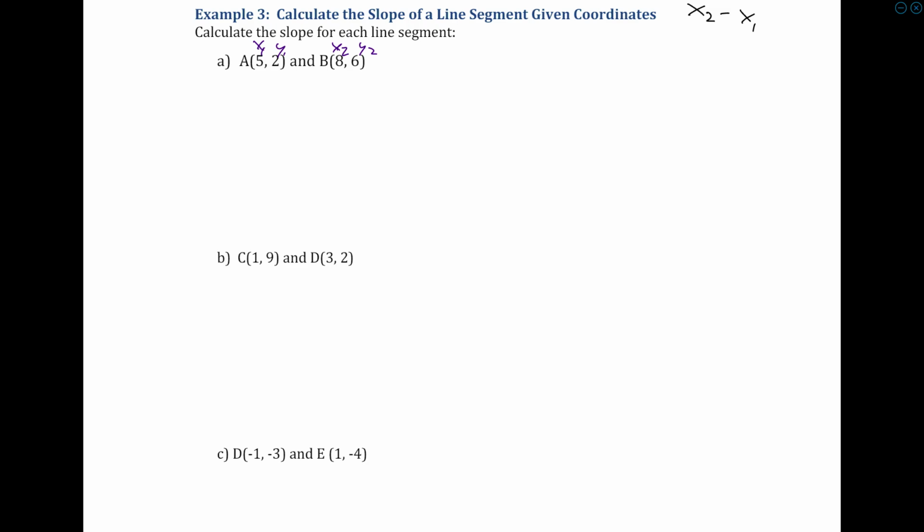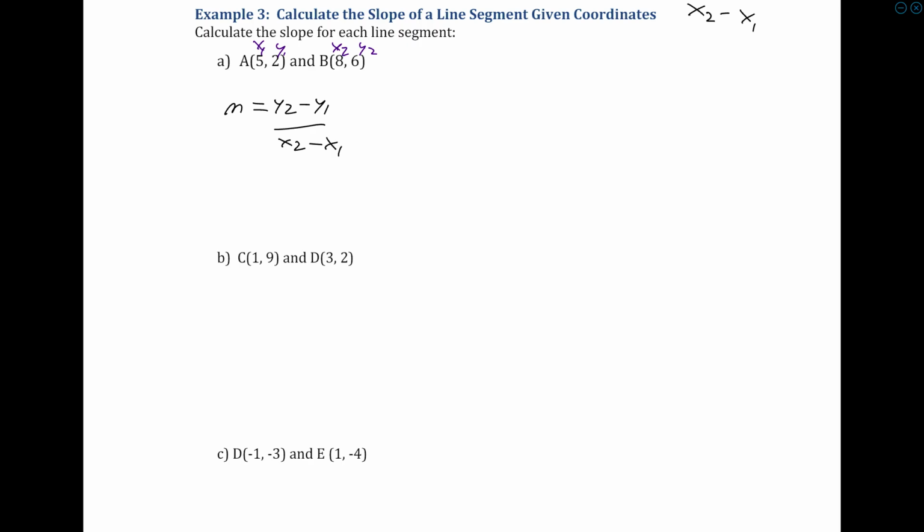So here, if I was to label this, I'd call this x1, y1. I'd call this x2, y2. The first point is the 1, the second point is the 2. So now we'll write out the formula first. M equals y2 minus y1 over x2 minus x1.